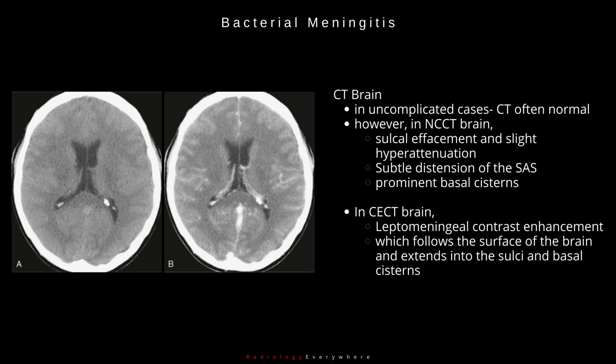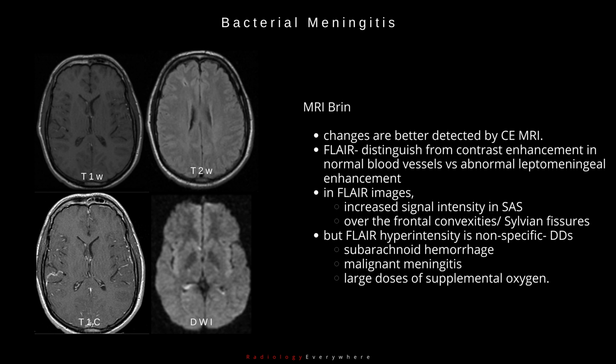However, in non-contrast CT brain, sulcal effacement and slight hyperattenuation, subtle distension of the subarachnoid spaces, and prominent basal cisterns can be seen. In contrast-enhanced CT, leptomeningeal contrast enhancement can be seen, which follows the surface of the brain and extends into the sulci and basal cisterns. But changes are better detected by contrast-enhanced MRI.